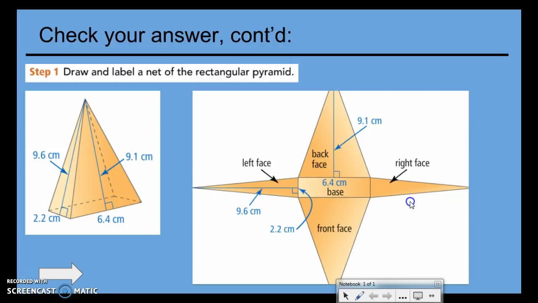Okay, so label all your faces. And this one, guys, I want you to copy this one into your notebook as well, because you need to have an example of one square one, and you need to have an example of one rectangular one. Okay, so pause the video and go ahead and copy this down real quick, and then push play when you're finished.